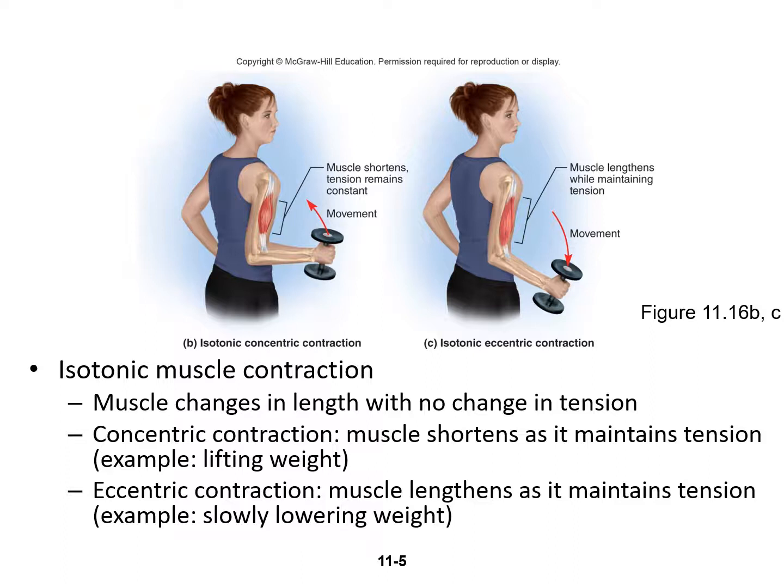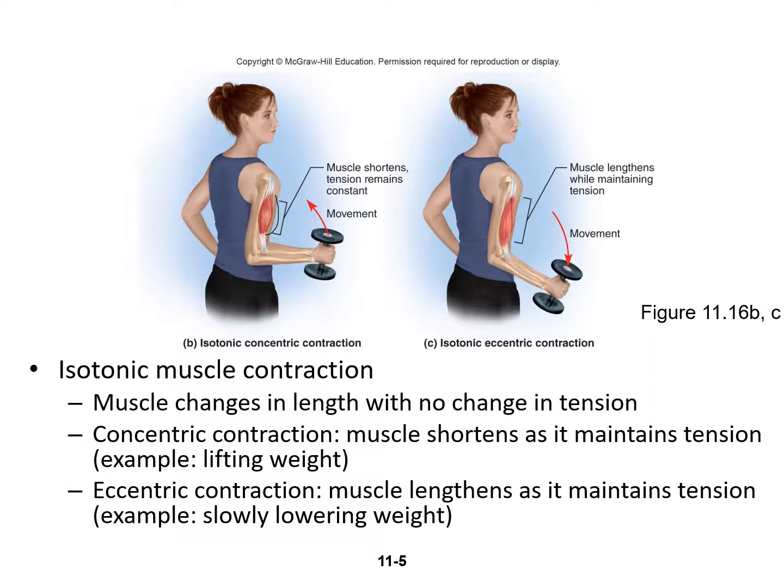With isotonic muscle contraction, the muscle is going to change in length, but it's not going to have any change in tension. So there are two different categories to this isotonic muscle contraction. Concentric contraction is when the muscle shortens as it maintains tension. So, for example, lifting a weight. You are shortening the muscle. So biceps brachii, for example, all of those sarcomeres within that muscle are going to be shortening. Not all, but largely they are going to be trending towards shortening. And the tension is going to remain constant. So you don't have a jerky movement. You have this smooth movement of the weight as you're maintaining tension, but the muscle is shortening.